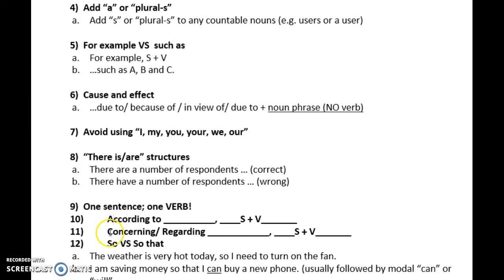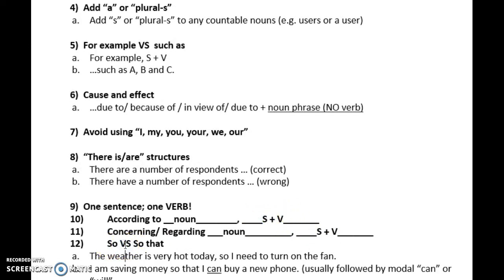And number 10 and number 11, according to, concerning, and regarding, remember, you need to put a noun here. Some students like to put regarding to or concerning about, which is not correct. Regarding, no need to use any preposition after this. And concerning, also no need to use any preposition after concerning. And don't forget, after saying according to or concerning something, remember to include another clause, a subject and verb here.